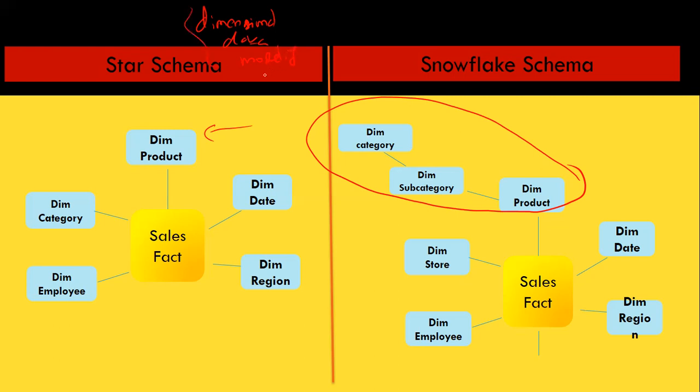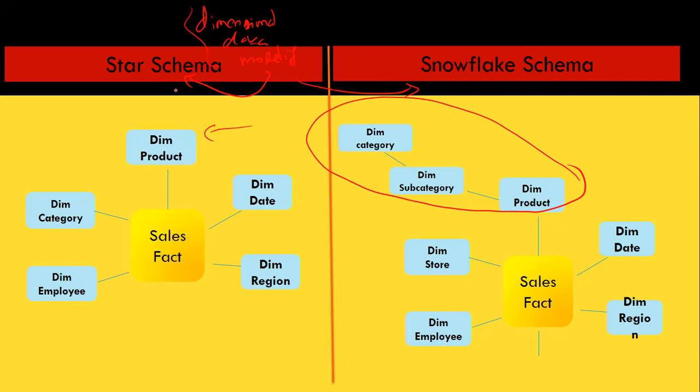So as part of dimensional data modeling, we use something called star schema modeling, and then we have something else called snowflake schema. There are two types of dimensional data modeling you can design: one is star schema, the other one is snowflake schema.